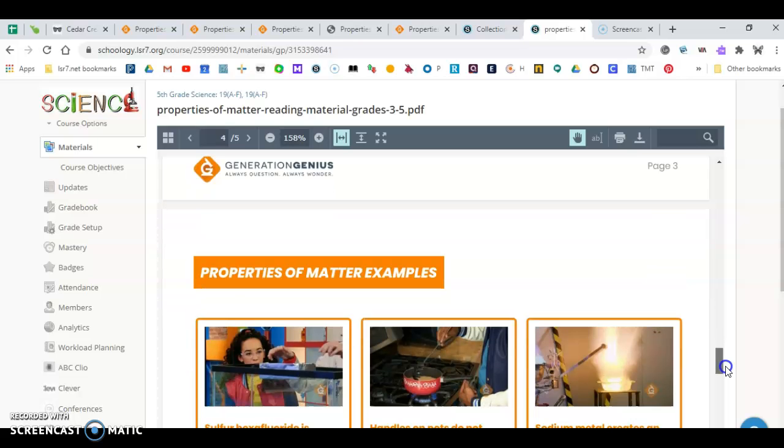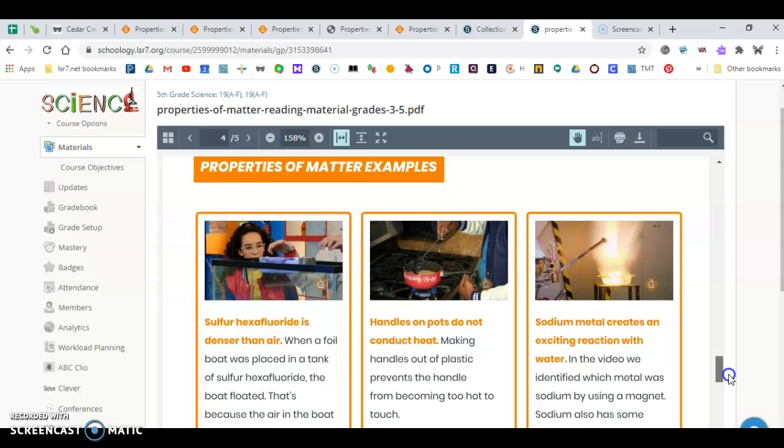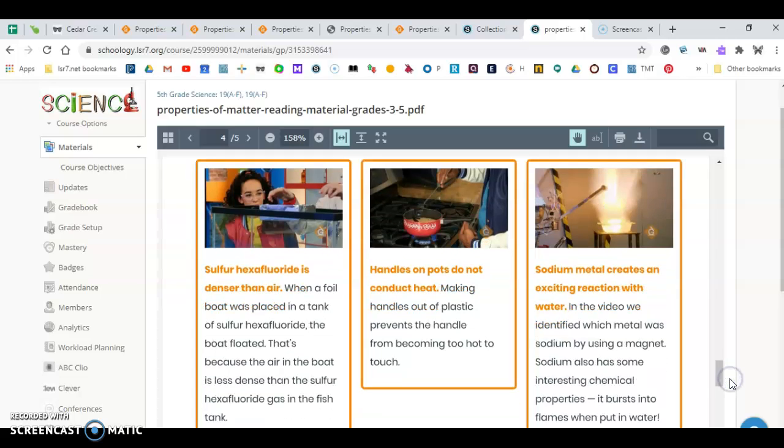Properties of matter examples. Sulfur hexafluoride is denser than air. When a foil boat was placed in a tank of sulfur hexafluoride, the boat floated. That's because the air in the boat is less dense than the sulfur hexafluoride gas in the fish tank.